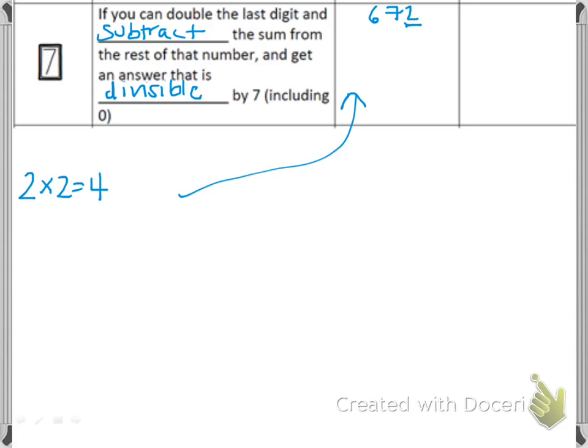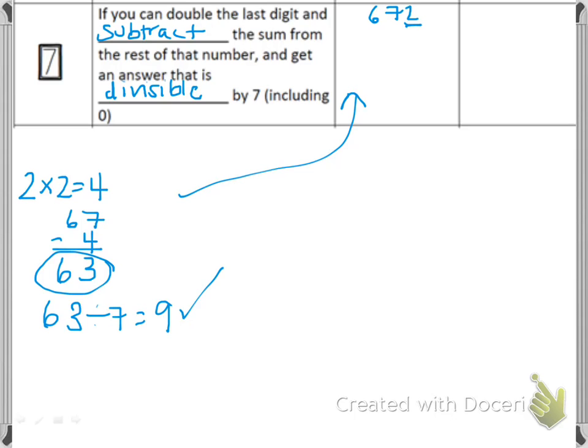Then it says subtract the sum from the rest of that number. So the rest of that number is 67. So what we're going to do is subtract our 4 from the 67. 67 minus 4 gives us 63. Now the question is, is 63 divisible by 7? Well, 63 divided by 7 equals 9. So that means that yes, 672 is divisible by 7.